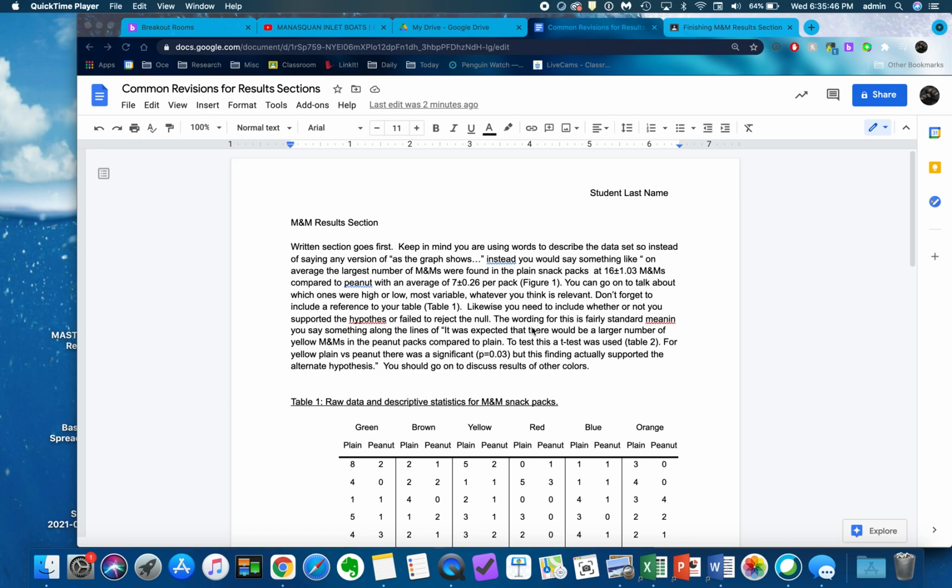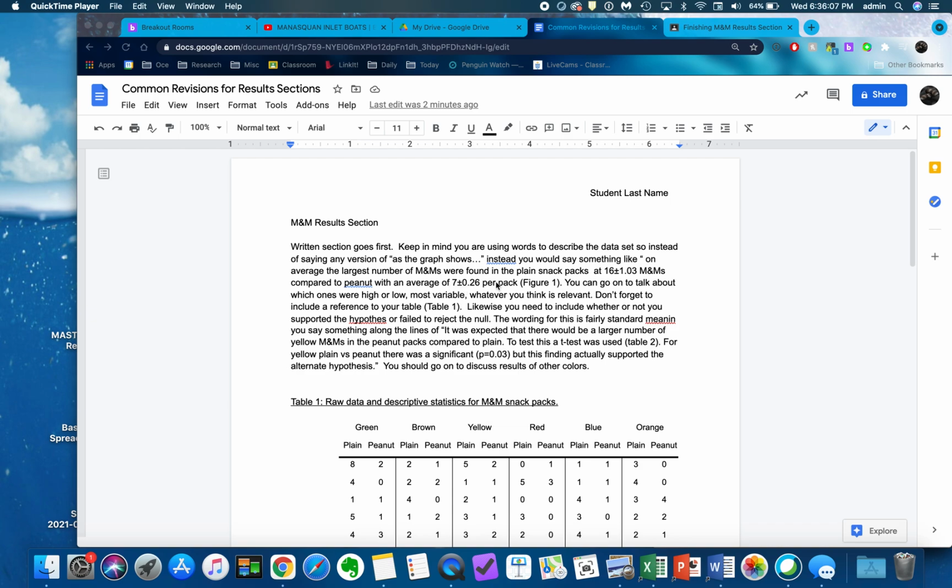I also want to point out a couple other things. I actually included the numbers. So the largest number of M&Ms were found in the plain snack packs at 16, compared to peanut with an average of 7. I put the actual numbers in. You want people to look at your data if they need to, but the key points, including the numbers, actually need to be included in the results section itself.